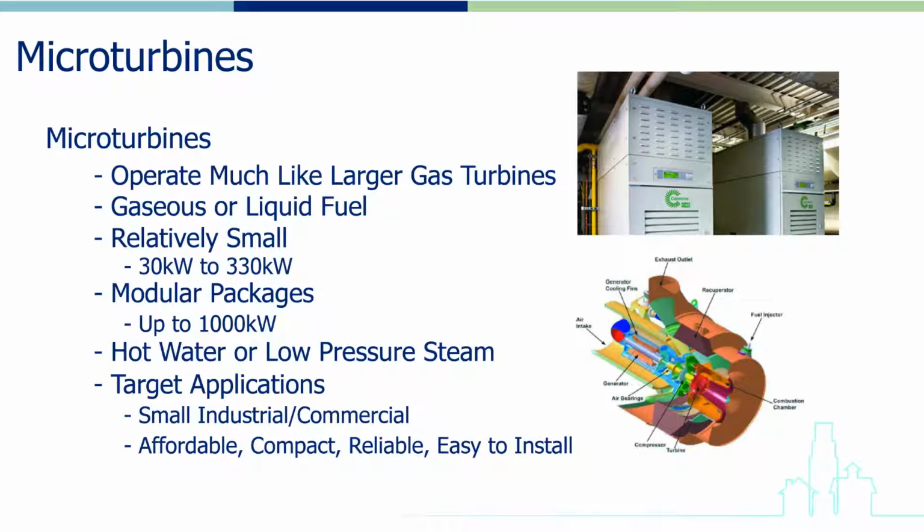Microturbines are relatively small combustion turbines that use gaseous or liquid fuel to power a turbine and create electricity. Their mode of operation is much like larger gas turbines, but they are significantly smaller and serve a different market. Individual microturbines range in size from 30 to 330 kilowatts, not megawatts like other systems we have discussed, but they can be integrated into modular packages with capacities exceeding 1,000 kilowatts.